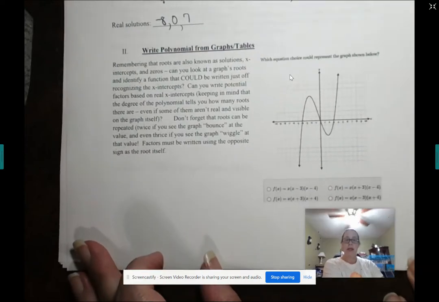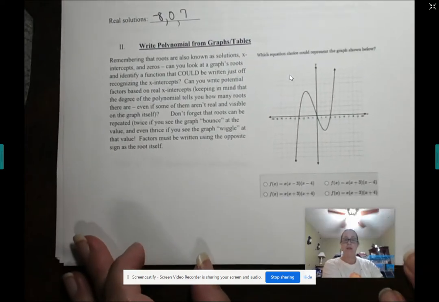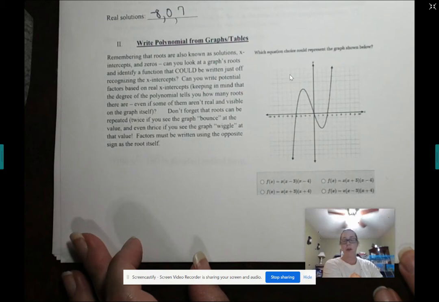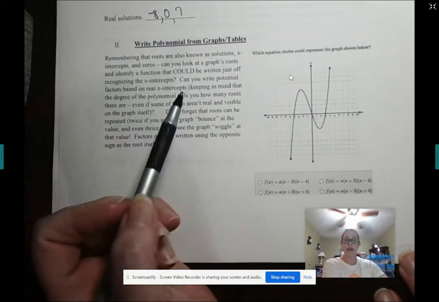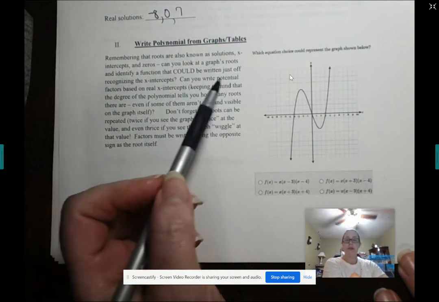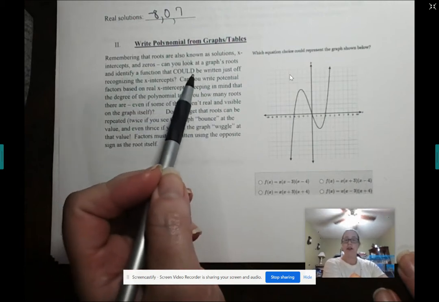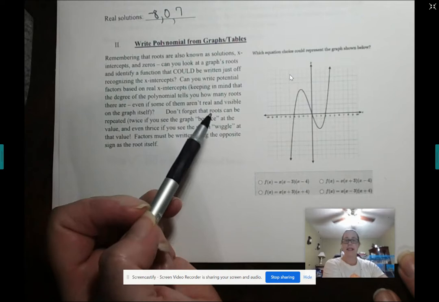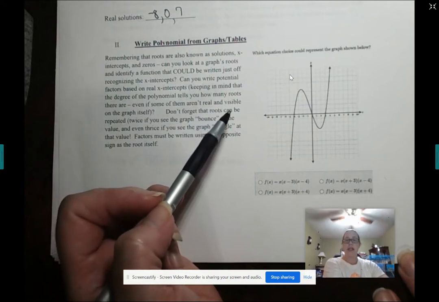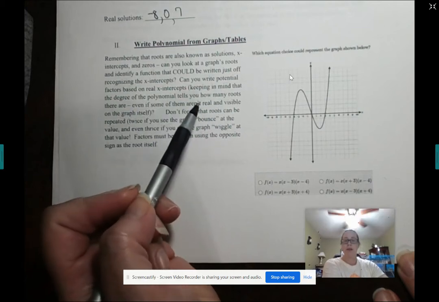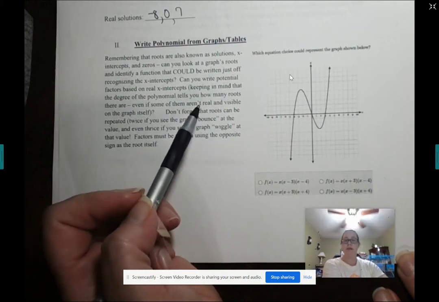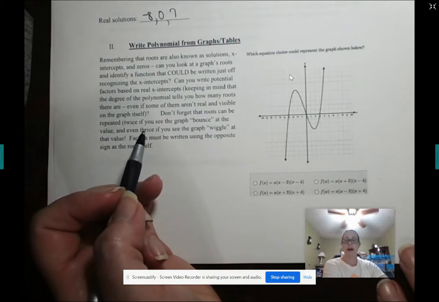Now, another thing that we can do is take a graph and write a version, probably the simplest version, of a polynomial with those particular intercepts. So can you look at a graph's roots and identify a function that could be written just off recognizing the x-intercepts? Can you write potential factors based on those x-intercepts? Keeping in mind that the degree of the polynomial tells you how many roots there are, even if some of them aren't real and visible on the graph itself.